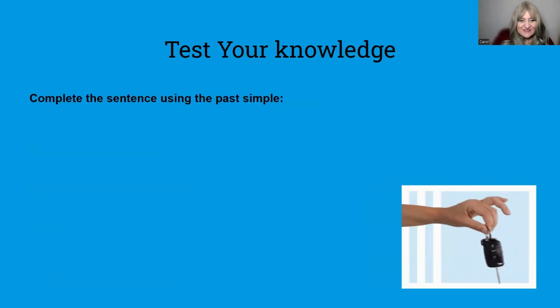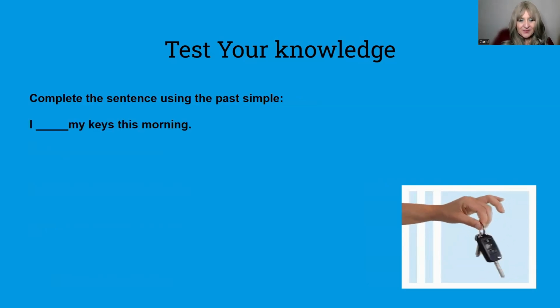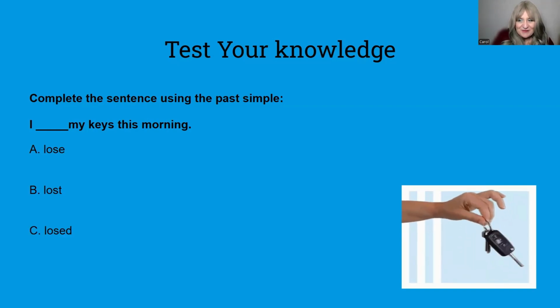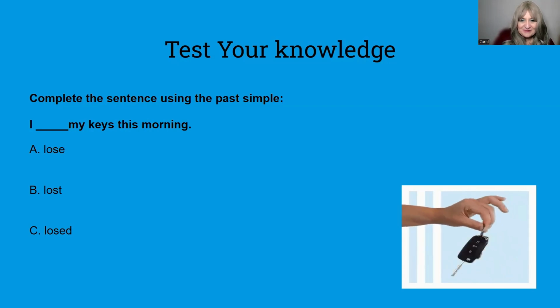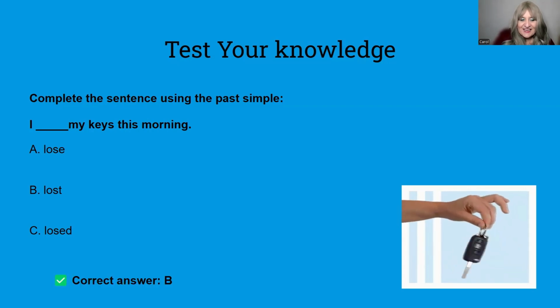Next question. Complete the sentence using the past simple. My keys this morning. So did I lose my keys this morning? Did I lost my keys this morning? Or did I lose my keys this morning? Yeah, of course, it's B. I lost my keys this morning.